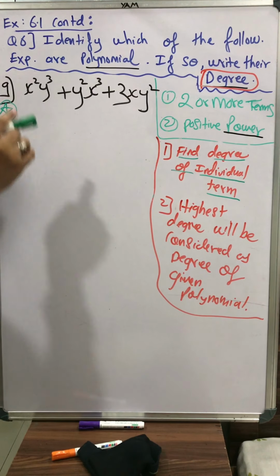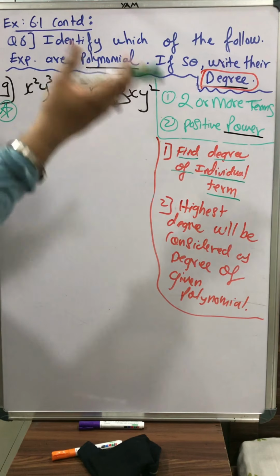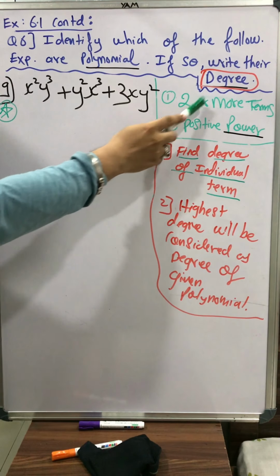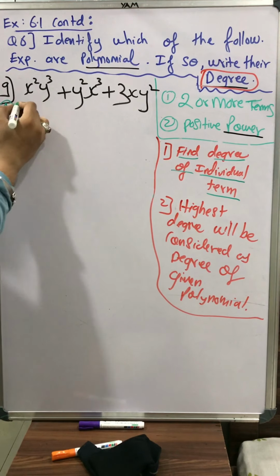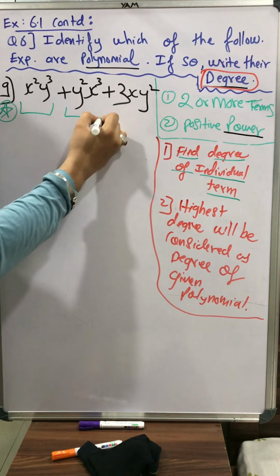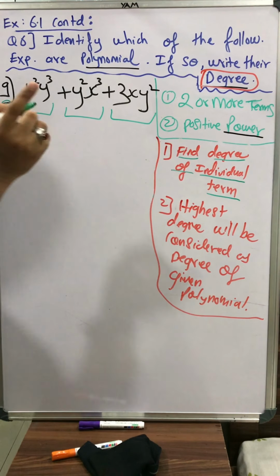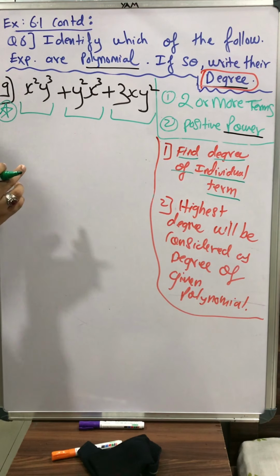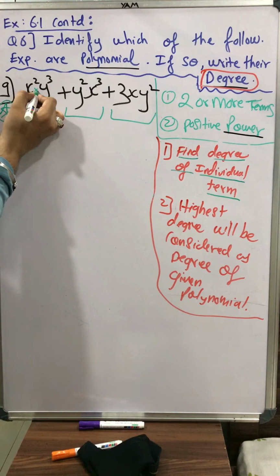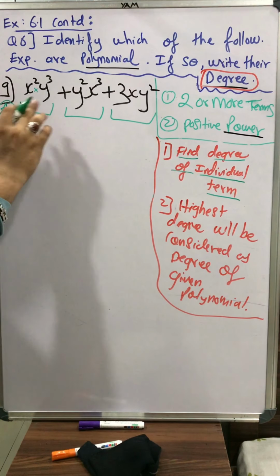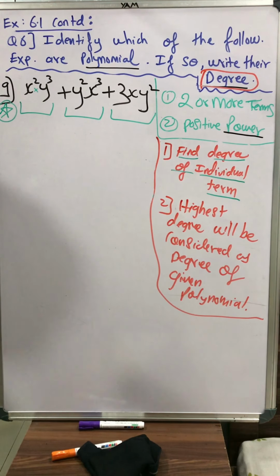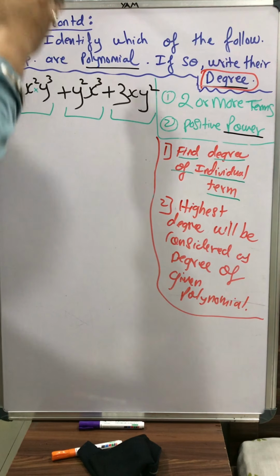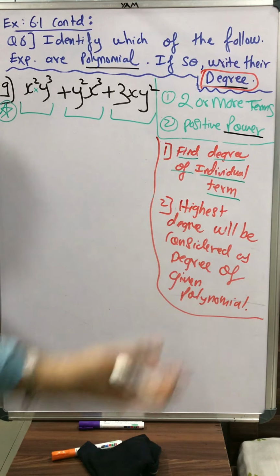Now, understand first. First, we need to decide whether this is a polynomial or not. Let's see. The first condition is it should have 2 or more terms. Students, it's very simple. This is the first term, this is the second term, this is our third term. Students, don't say that x is one term and y is a second term. Between x and y we have multiplication, and multiplication and division do not decide the term. Plus and minus signs decide the term. Plus and minus signs bifurcate, segregate the terms.